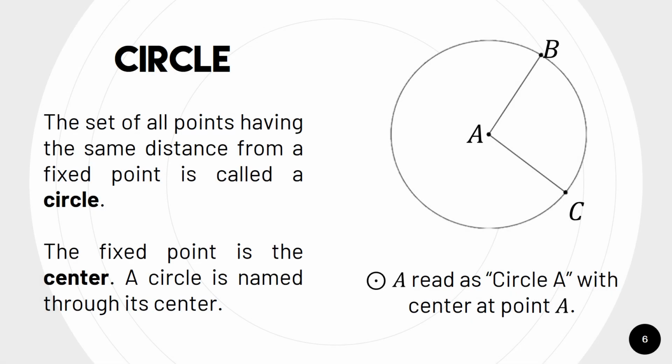The set of all points having the same distance from a fixed point is called a circle. The fixed point is called the center, which is also used to name the circle. On the figure, we have circle A. The distance from point B to A is equal to the distance of point C to point A.